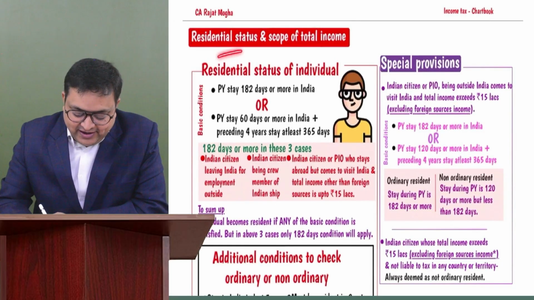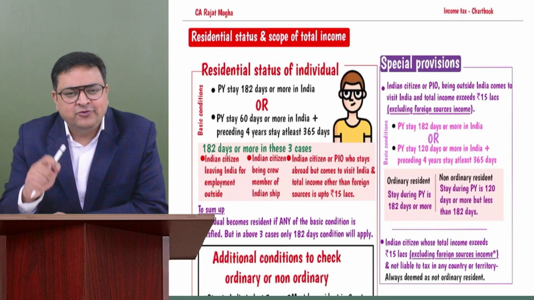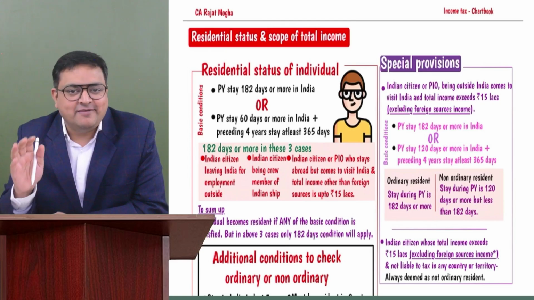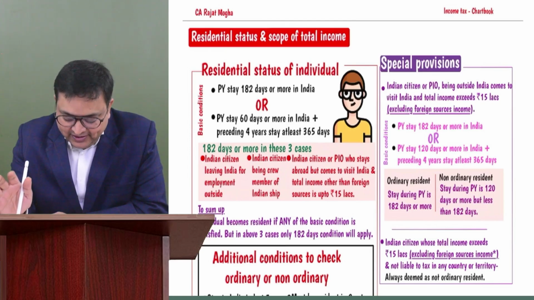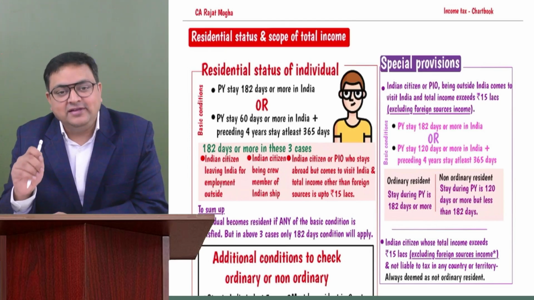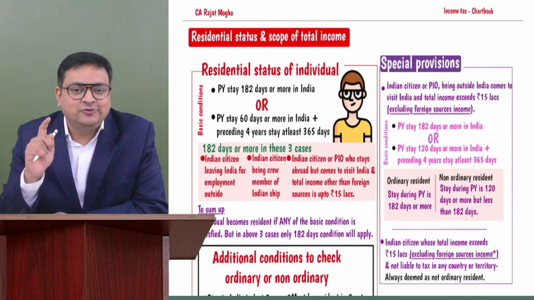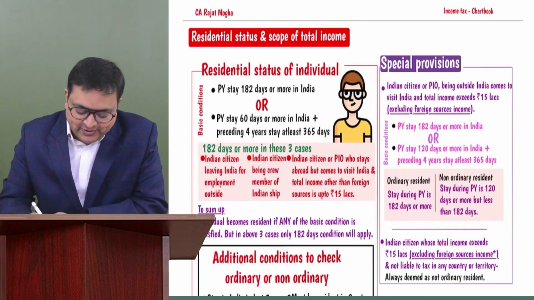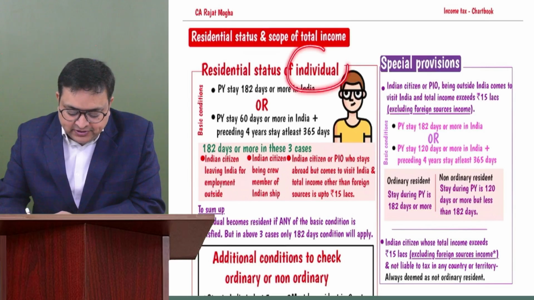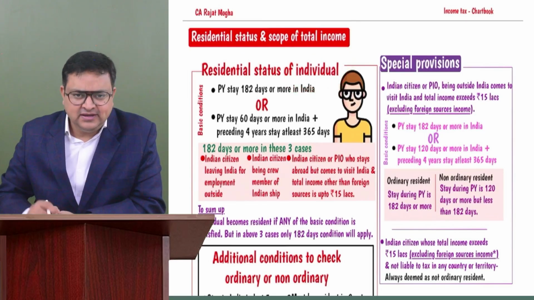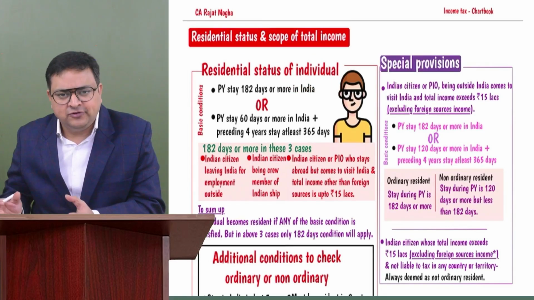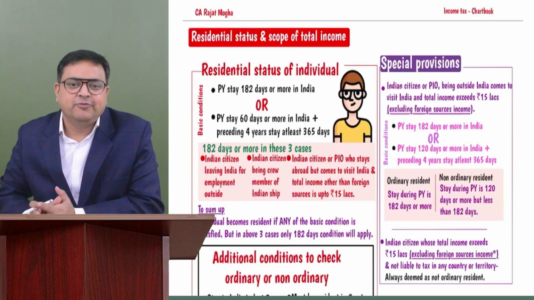Now come to residential status and scope of total income. This chapter is very, very important from your examination point of view. Every time you can see questions coming from this chapter, and it is one of the easiest chapters of the Income Tax Act. Please don't lose marks over there. Mostly the most important assessee for us is the individual assessee, although they can sometimes ask for HUF also.